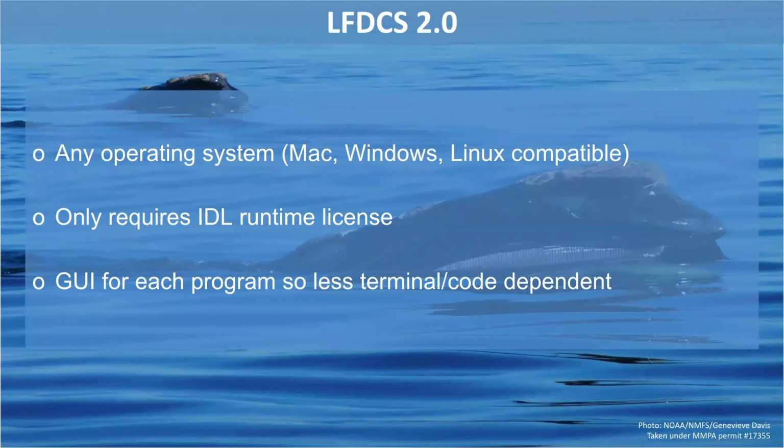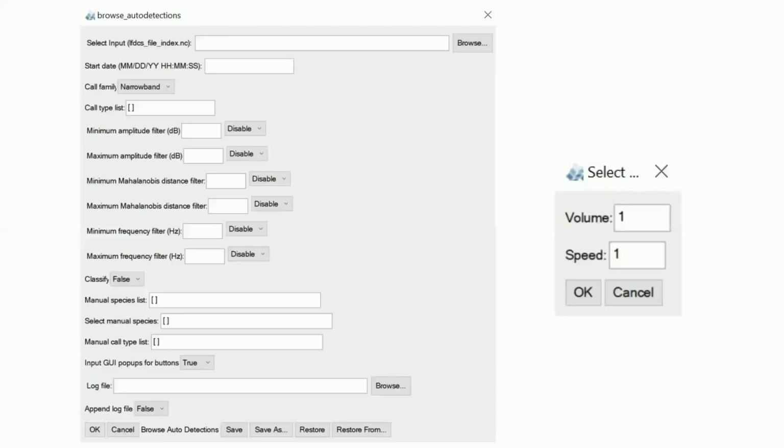And then what's cool is that there's a GUI for each program. So instead of going into the terminal and typing all the commands out like I showed you, you'll click on the program you want, and it pops up a GUI window that has all of the different arguments you can enter. So you just put your values in that you want.